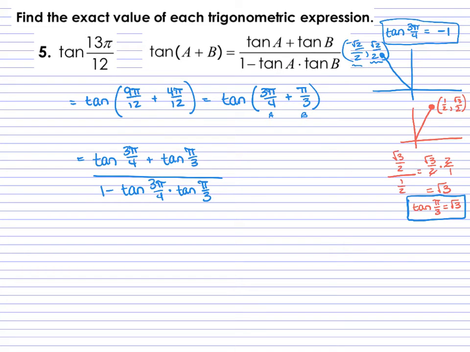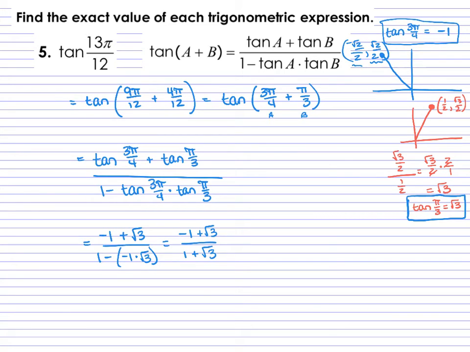The nice thing about what we did over on the side already is we know all these values now. So the tangent of 3 pi over 4 is negative 1. So I start with negative 1 plus the tangent of pi over 3, which is the square root of 3, over 1 minus the tangent of 3 pi over 4, again negative 1, times, in this case, the tangent of pi over 3, or the square root of 3. Now we just have to simplify. So we've got negative 1 plus the square root of 3 over 1 plus the square root of 3.